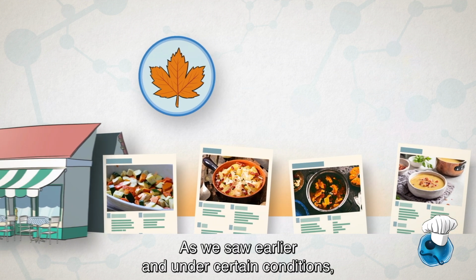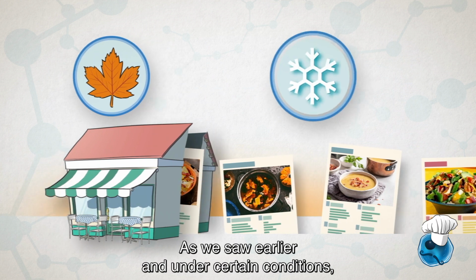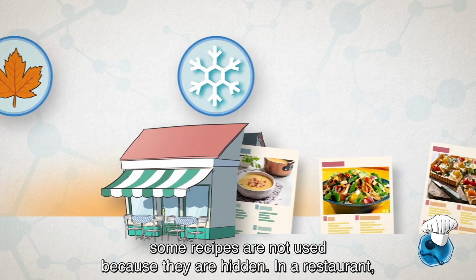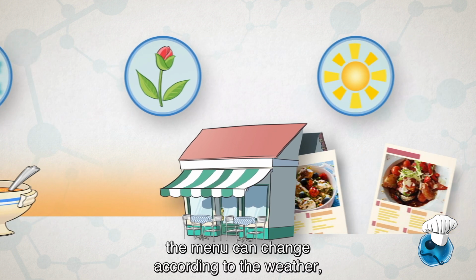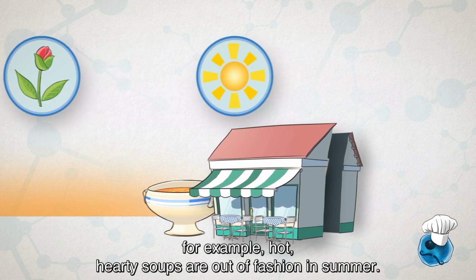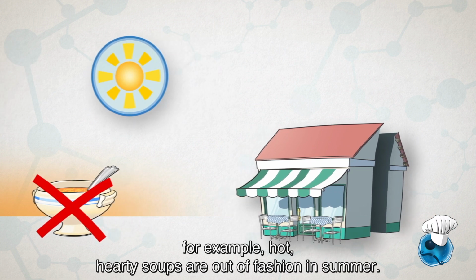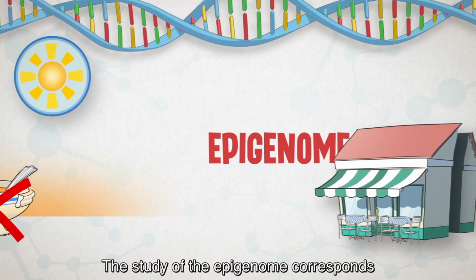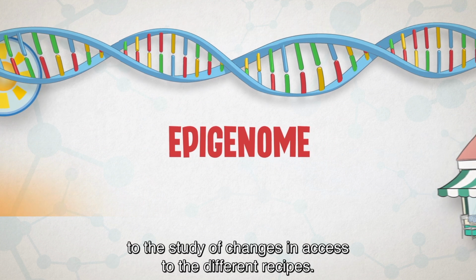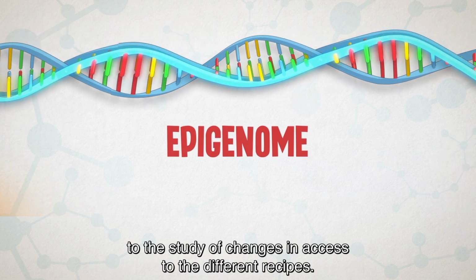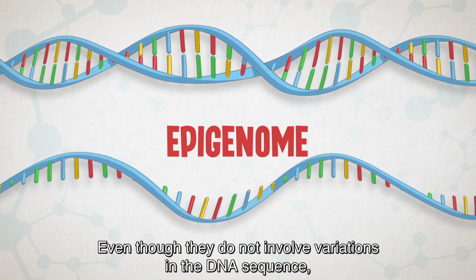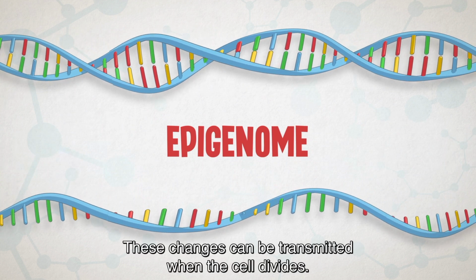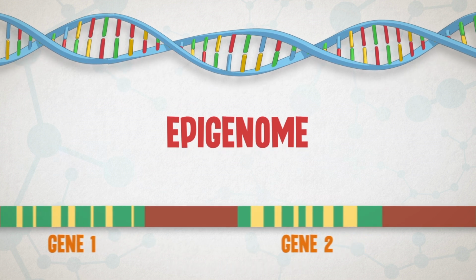As we saw earlier, and under certain conditions, some recipes are not used because they are hidden. In a restaurant, the menu can change according to the weather. For example, hot, hearty soups are out of fashion in summer. The study of the epigenome corresponds to the study of changes in access to the different recipes. Even though they do not involve variations in the DNA sequence, these changes can be transmitted when the cell divides.